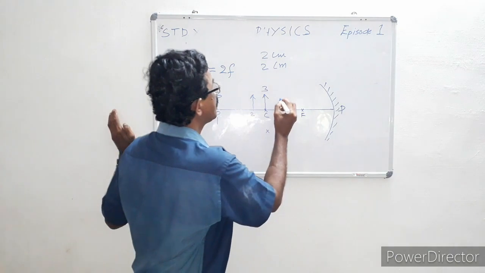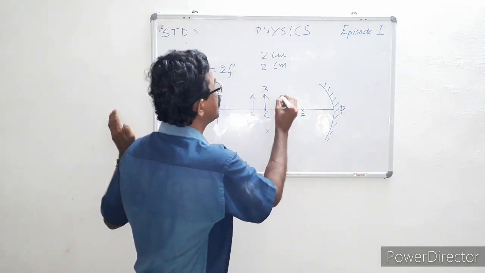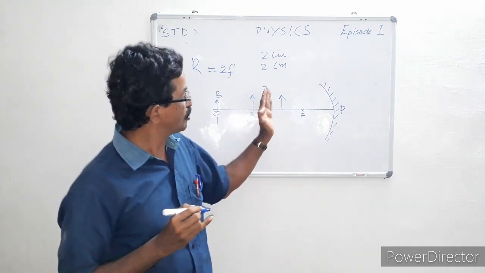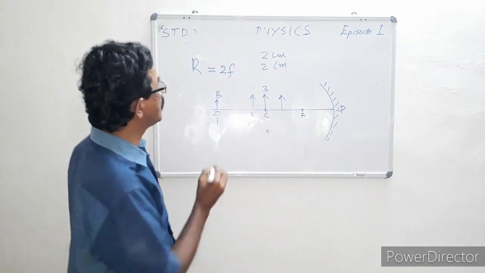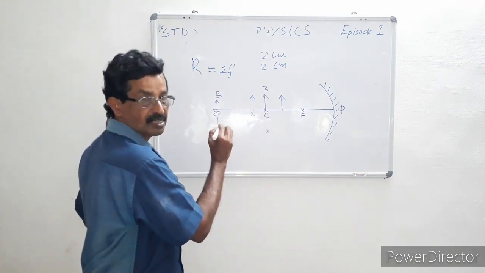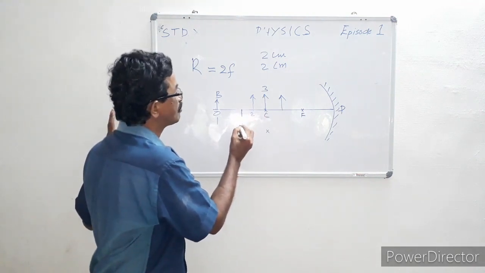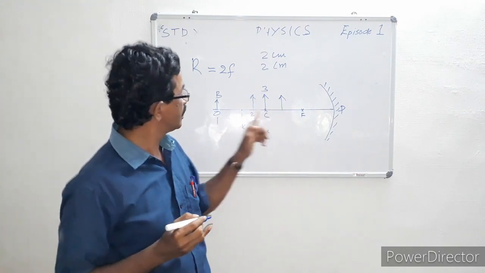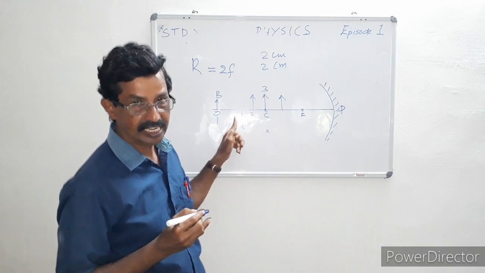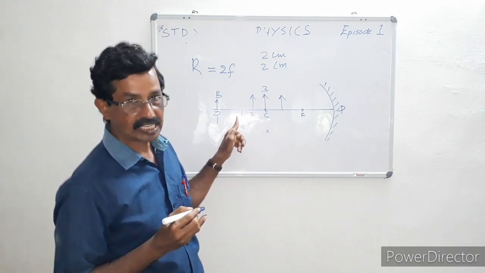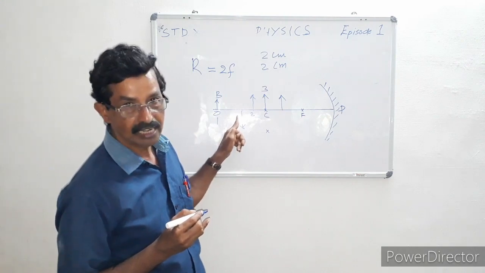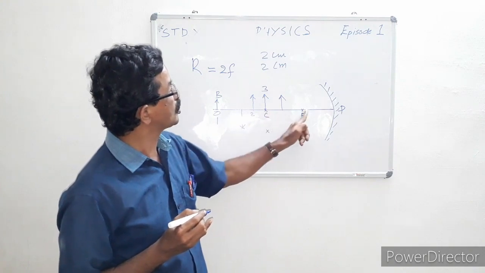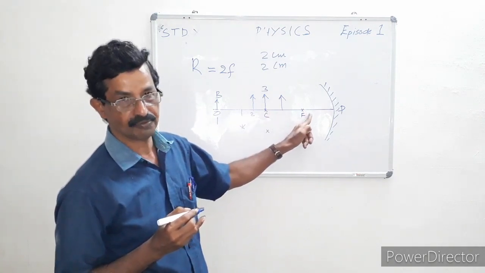Now, the object we are going to place in between C and F. Now, the object is in between C and F, the image will come behind C. That means some other point beyond C. Now, the nature of this image is, it is real, inverted, large in size. Real, inverted, large in size when the object is in between C and F.